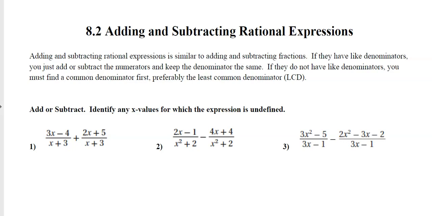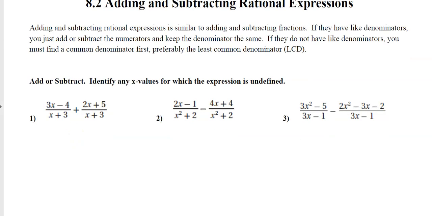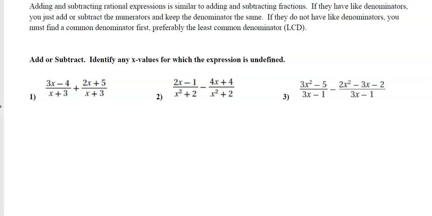All right, section 8.2, adding and subtracting rational expressions. So we're dealing with fractions with algebra expressions in there. And it's very similar to adding and subtracting just normal fractions. So if you look in the first couple sentences here, if they have like denominators, meaning the bottoms are the same. So if you notice here, number 1, number 2, number 3, you have same denominators.